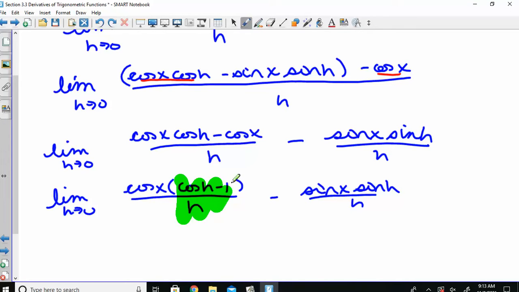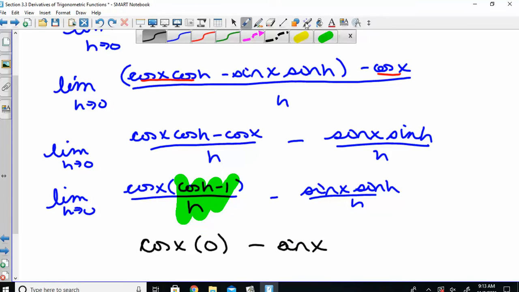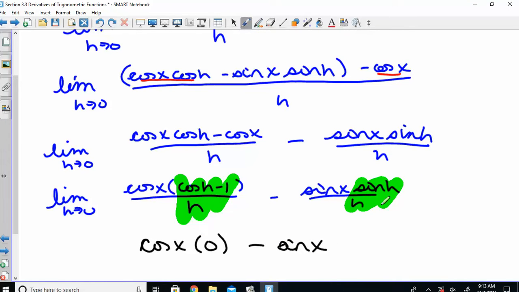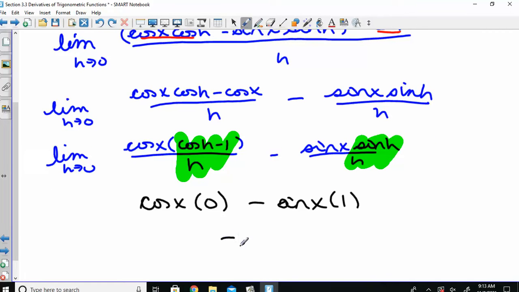So then if we go to simplify, what's the limit as h approaches 0 of cosine h minus 1 over h? 0. Minus sine x times, what's the limit as h approaches 0 of sine h over h? 1. And we get negative sine x.